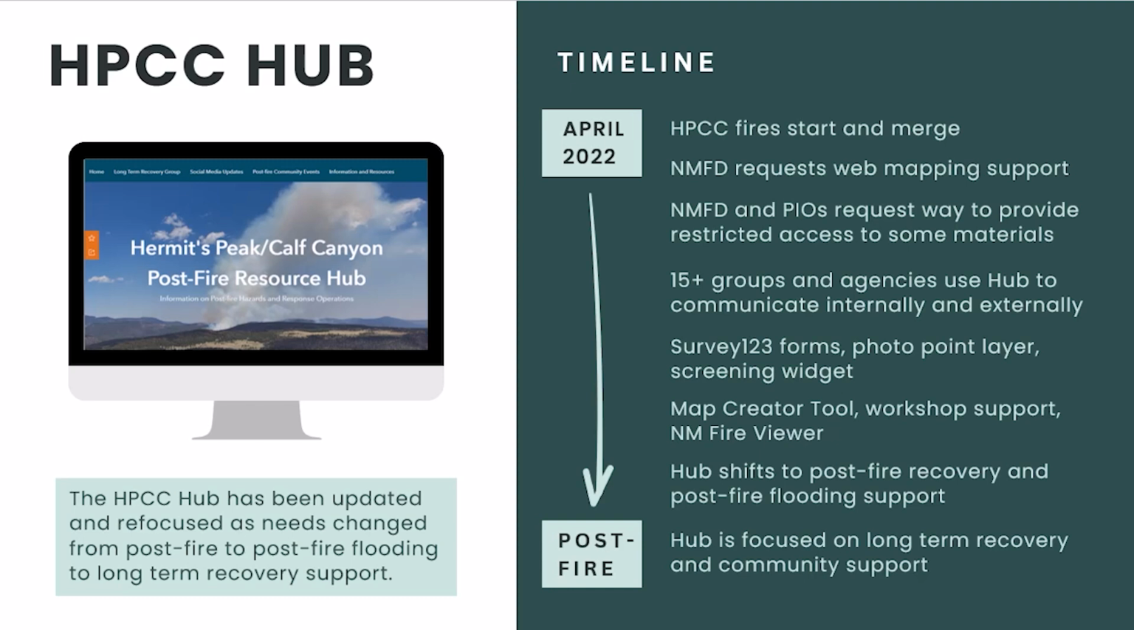Once up and running, the Hermit's Peak Calf Canyon Fire Hub was supporting over 15 groups and agencies to facilitate communication between each other and to the public. Survey 123 forms, photo point layers, and a screening widget were added to the restricted side to help agencies track and communicate recovery work. On the public side, the Map Creator tool, dates and times of workshops and resource fairs, and the New Mexico Fire Viewer were added to support local communities impacted by the fire.